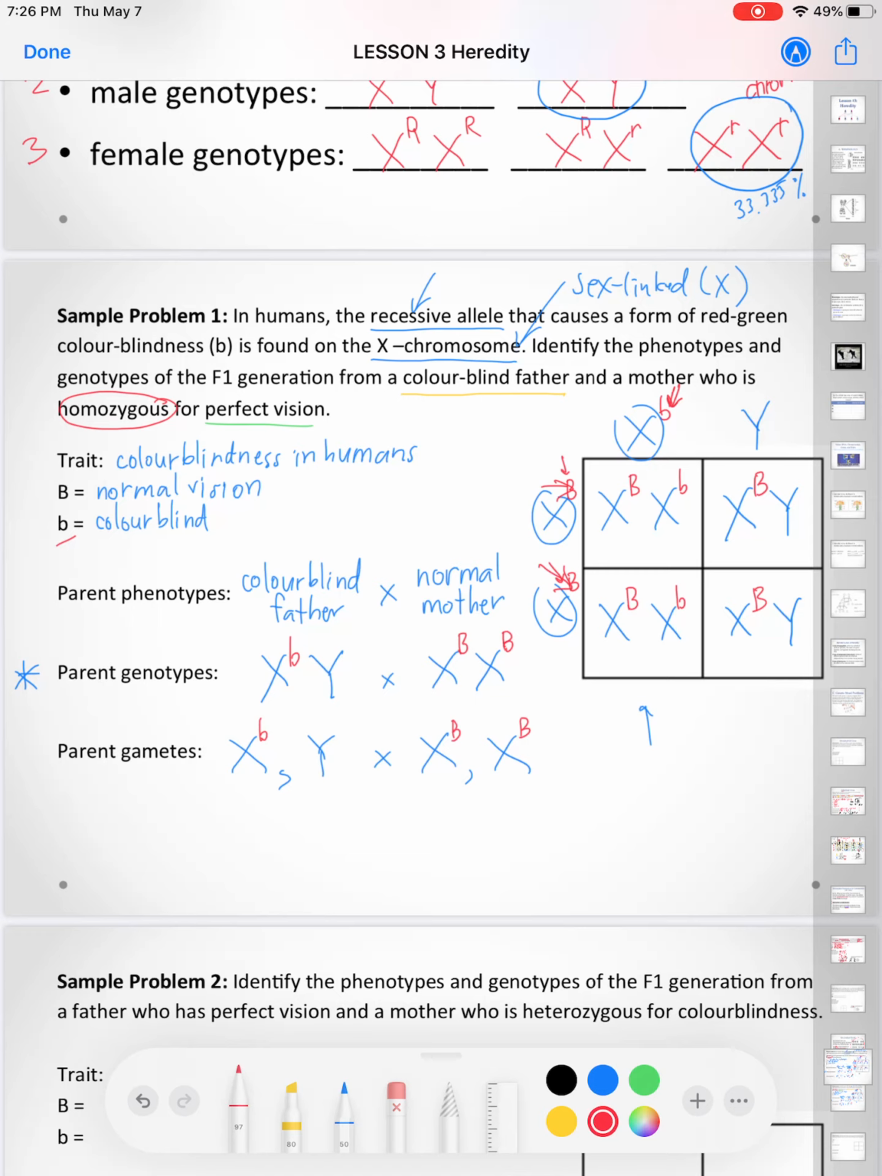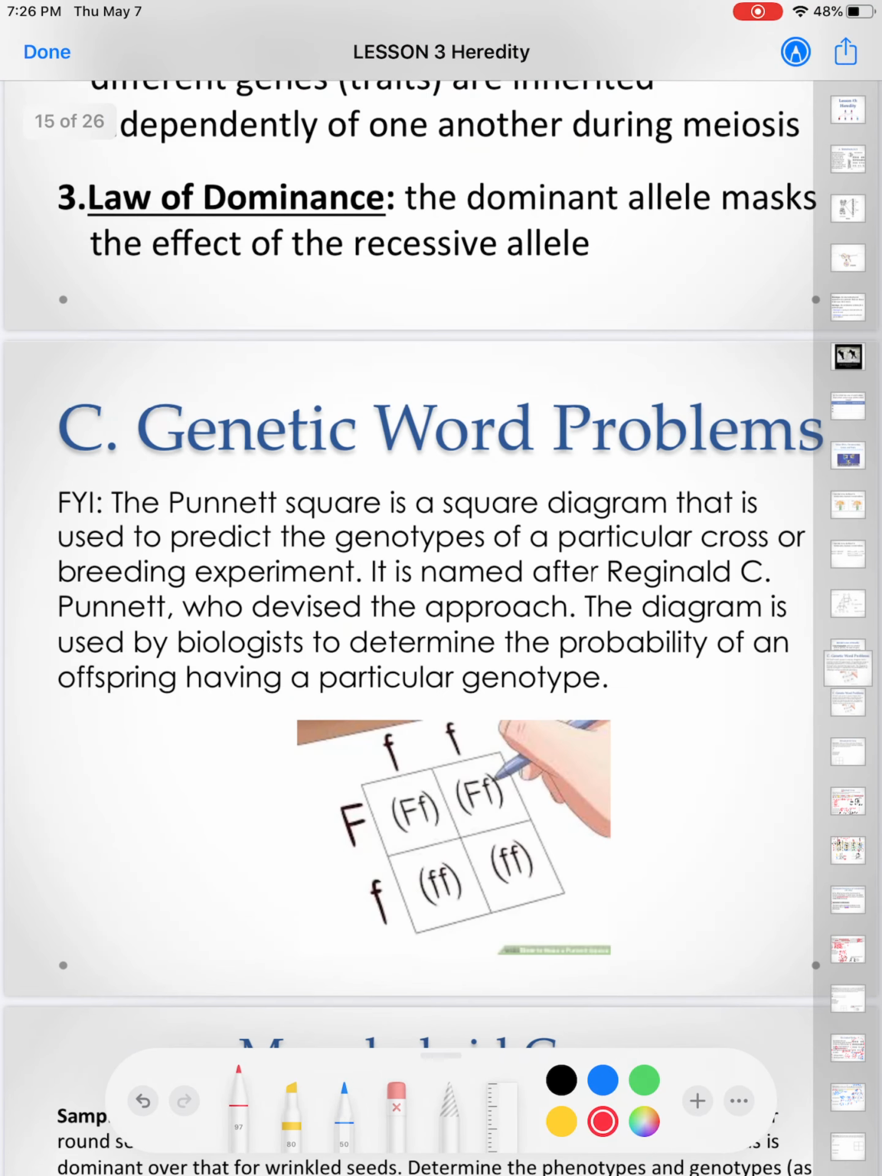Okay, so we can see here now that if this couple has a daughter, she will always be heterozygous, so she'll have normal vision. And if this couple has a son, he will also always have normal vision. So what is the question? Identify the phenotypes and genotypes of the F1 generation.